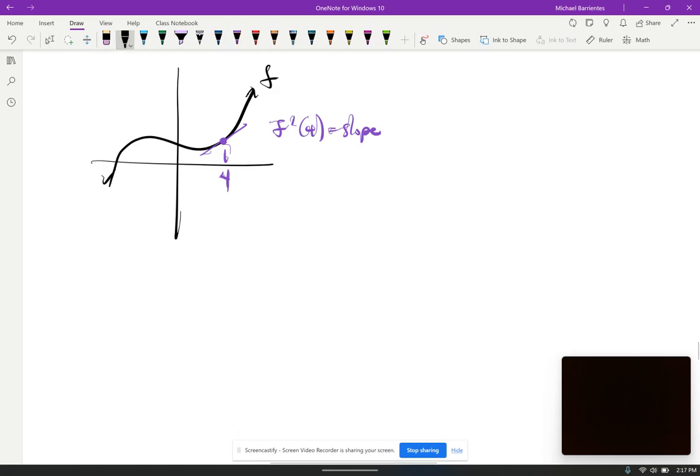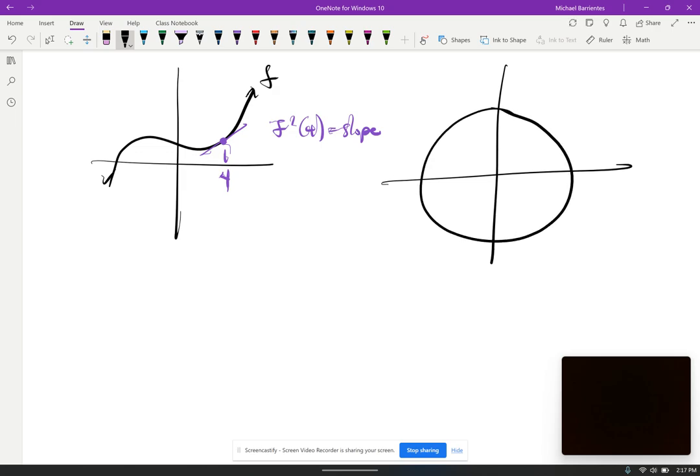But I don't need to have a function in order to find the derivative. So what if I have a circle? We'll say that that's a circle. If I tell you to find the derivative at x equals 0, well, f prime at 0 would be 0, right? Because at this x value, the slope of the tangent line is 0. And not only for the top point, but also for the bottom point, the slope is 0.